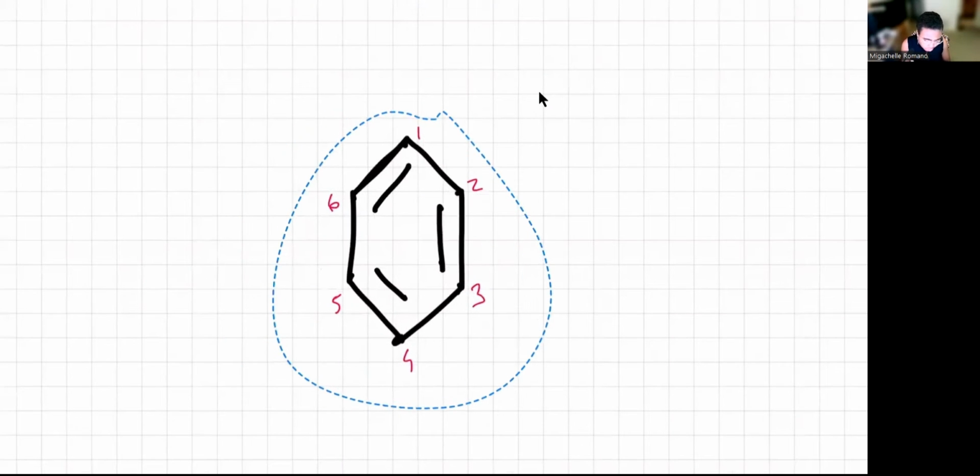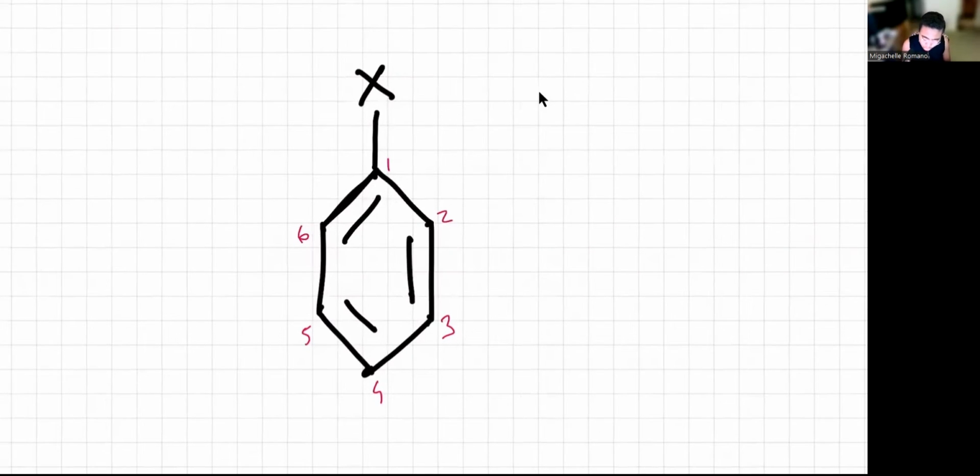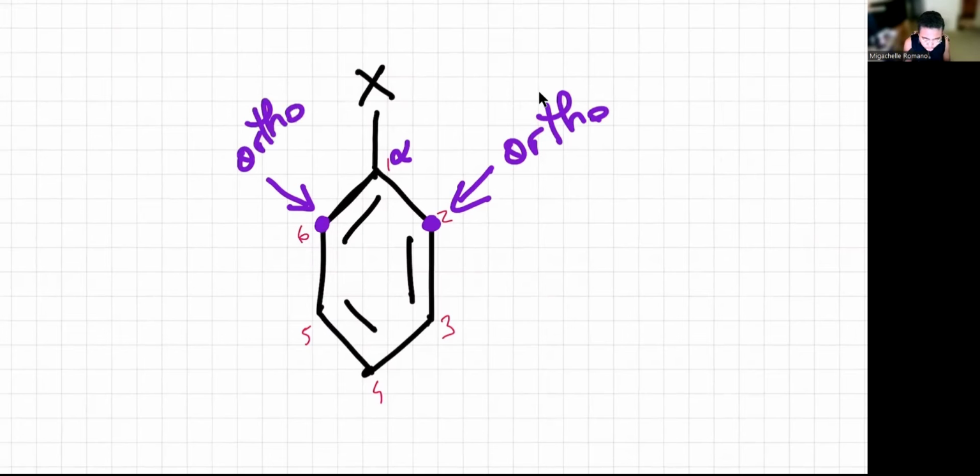I'm numbering my carbons to make it easier so that we can talk. Let's say you have a group on it, a reference group, on carbon 1. In terms of position, the carbons adjacent to carbon 1 are next to the alpha carbon, because it's holding the reference group. Those carbons directly connected to carbon 1 are the ortho position. That's the ortho position. That's another ortho position.